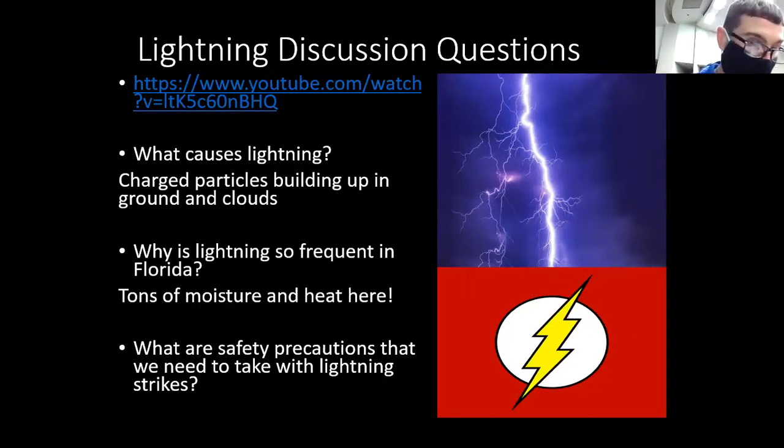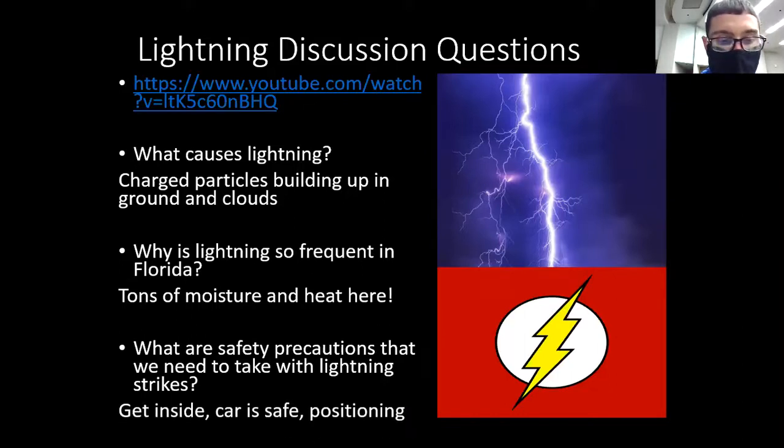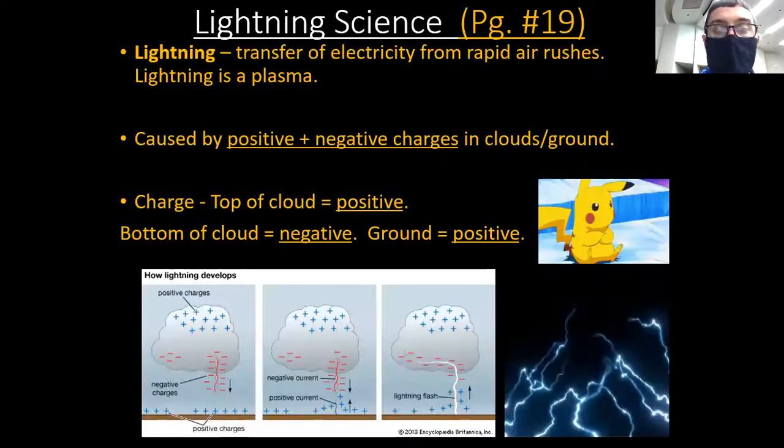Now, that is not the case for convertibles. If you have a convertible with the leather top that opens up, that's a dangerous situation. You don't want to be in one of those. Planes are also safe, commercial jets. We see it at airports. Those are also very safe in lightning. So if you're inside in a vehicle or a plane, you're totally safe. Totally safe. Okay, and that's get inside, car is safe, positioning, right? Common sense stuff.